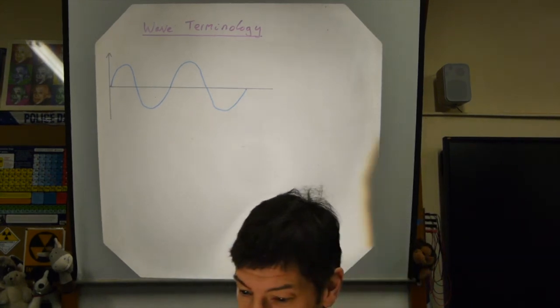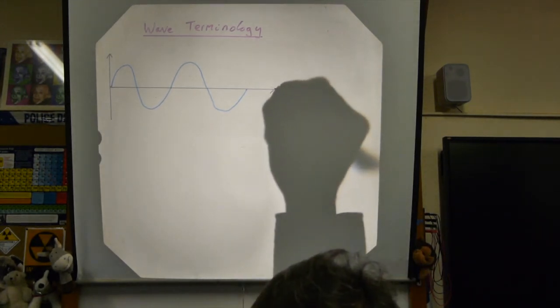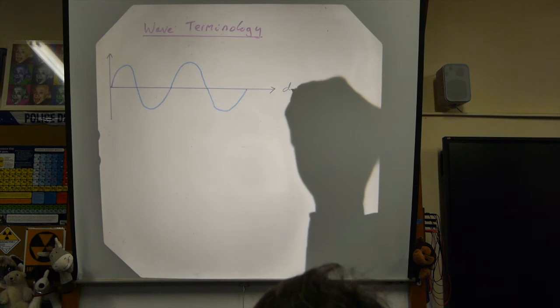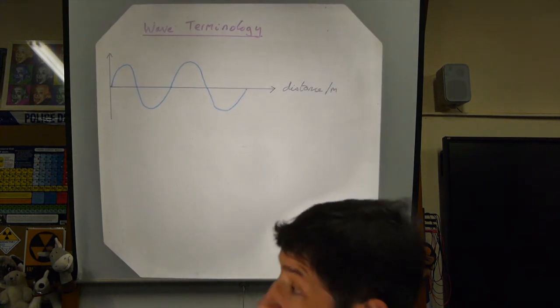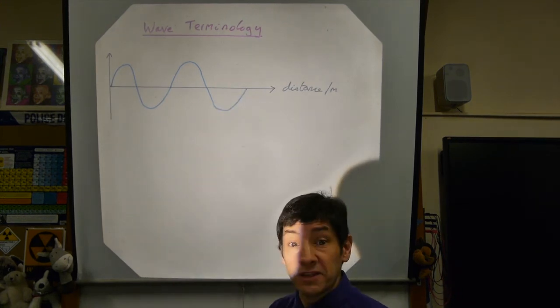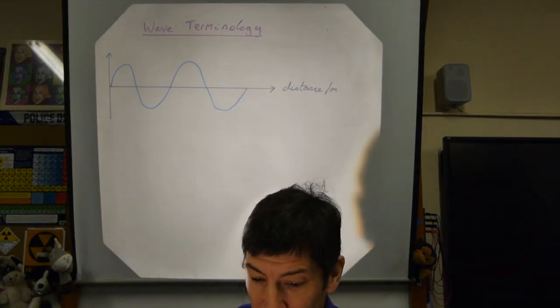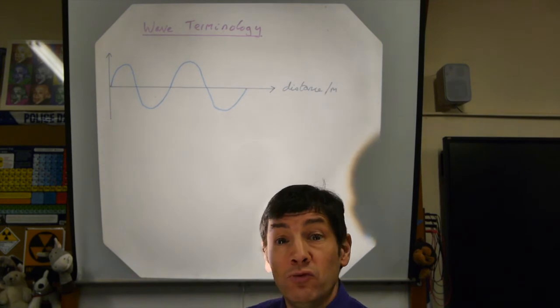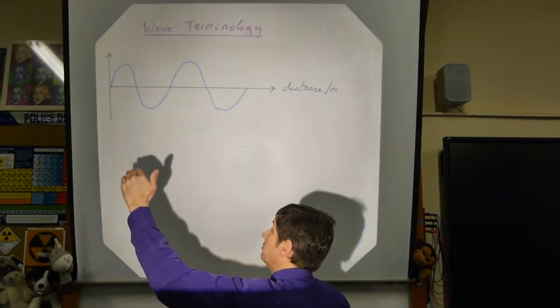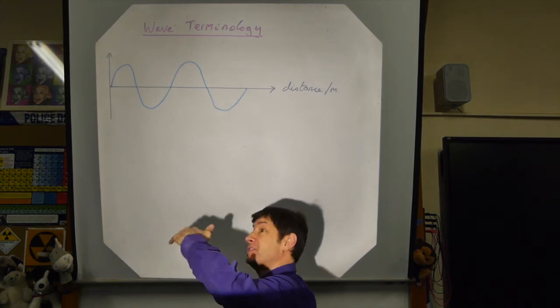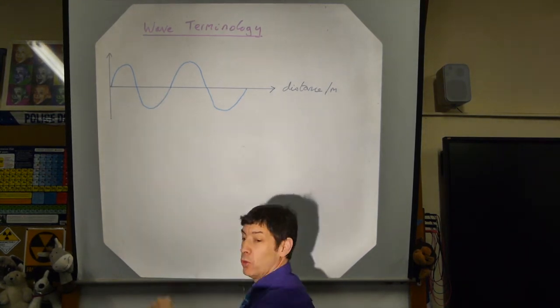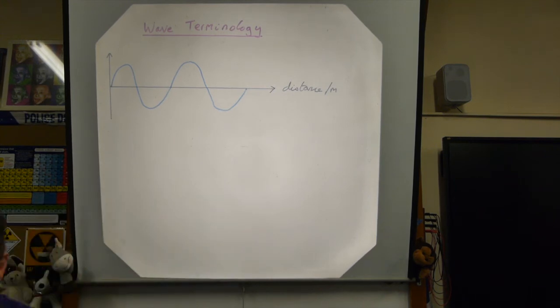So it's clear then that this axis is distance in meters along the sea or along the slinky spring. And this up and down here represents how much the spring has moved from one side to the other, or the water has lifted above its equilibrium point or fallen below it. I'm going to have to move over here to do this bit. This is displacement.